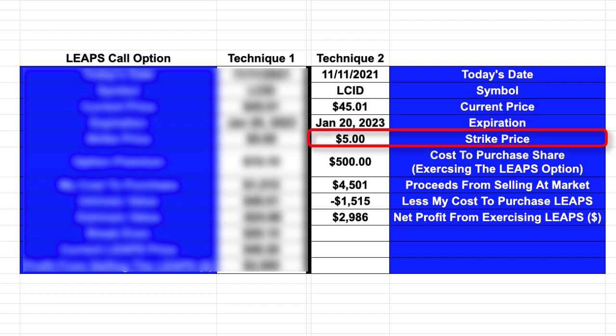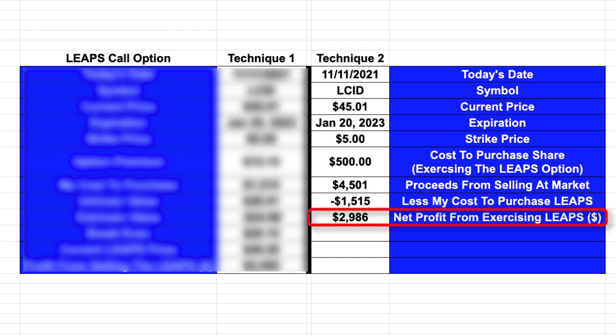Now with my $5 strike price, it would cost me $500 to actually exercise this option contract, at which point I would then own 100 shares of stock symbol LCID, and given the current market price, I should be able to immediately turn around and sell these shares and receive a total of $4,501 as my proceeds. From that, we would need to subtract the cost that I paid to purchase my Leaps option contract, which was $1,515.